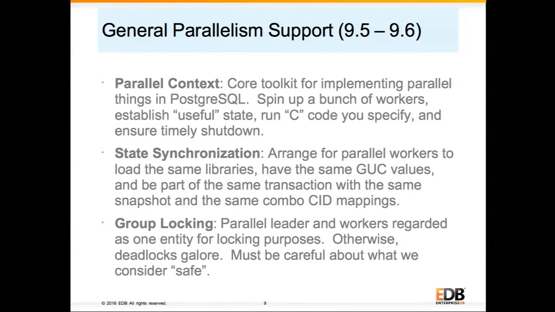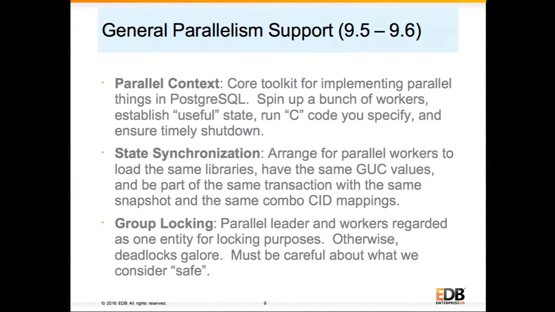They load the same dynamic shared libraries. They have the same GUC values. They become part of the same transaction with the same snapshot and the same combo CID mappings. And they forward all their errors and notices back to the leader. All of that stuff is taken care of by the parallel context, working with the state synchronization code. And then finally, a little bit controversial, we've got group locking here.